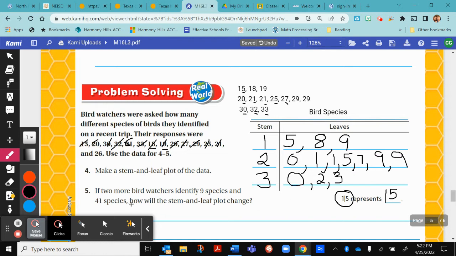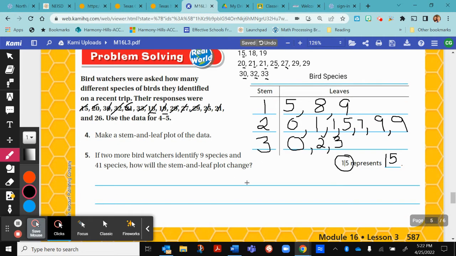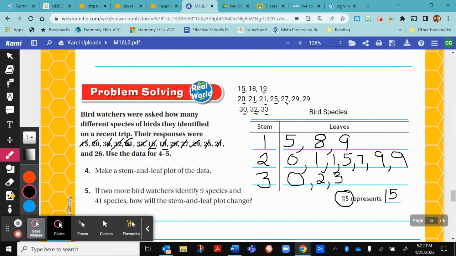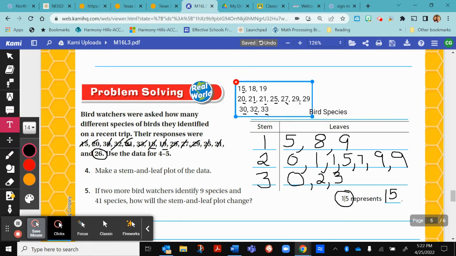Now I ask if 2 more bird watchers. So here we have how many bird watchers? This is 3, 6, 9, 10, 11, 12. Is it 13 or 14? Let's see. Oh, look at what I forgot. I did that again. Need to add another 26. So I'm going to place that in here. Oh, I knew that was something wrong that I just did.